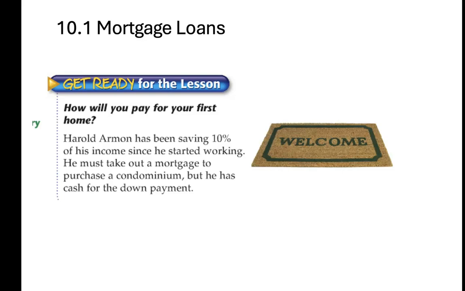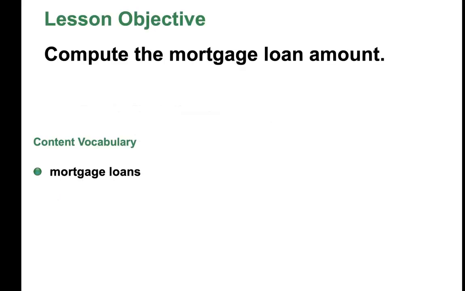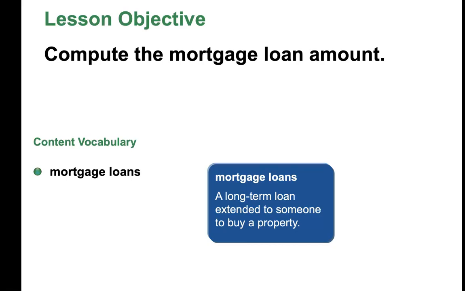Harold Harmon has been saving 10% of his income since he started working. He must take out a mortgage to purchase a condominium, but he has cash for the down payment. Many people aren't able just to buy a house outright, so many people have to take out a mortgage. So it's a long-term loan extended to someone to buy a property. Please write that in your notes. Remember, most mortgages are usually 15 to 30 years. That's how long it takes to pay off a mortgage.